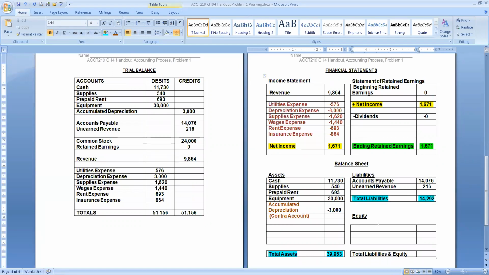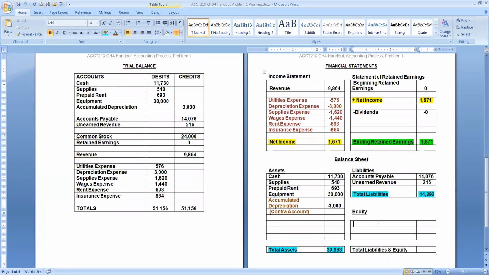The equity, we have what? Common stock. Yeah. Common stock. Do you have to put retained earnings in there? No, not really. You could. There's nothing in it. I'm going to put it in just because I'm bored. So our total equity would be 24,000. Oops.